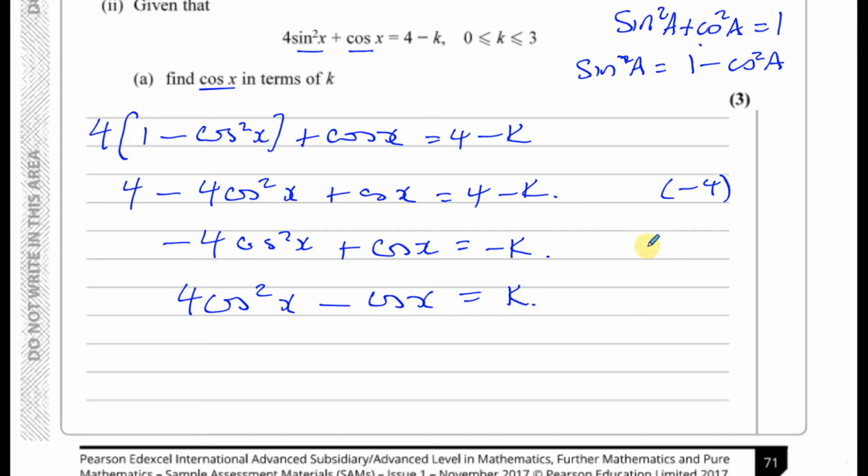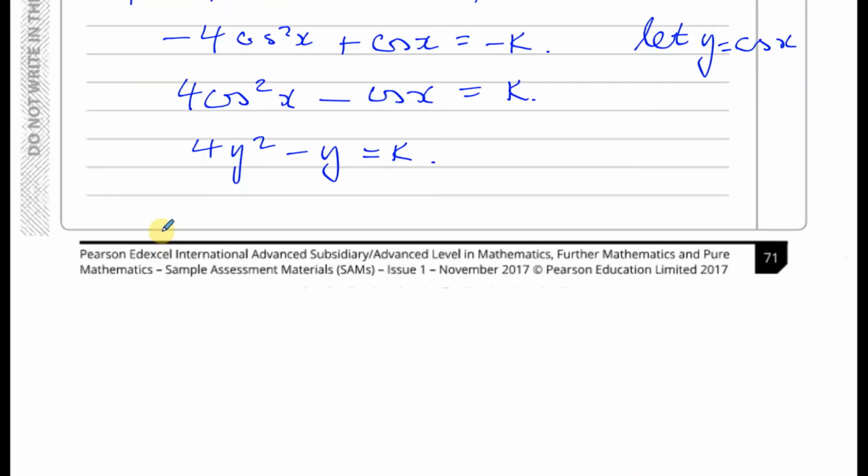To make me do less writing, I'm going to let y be cosine x. So I can replace this with 4y squared minus y equals k. To complete the square for this, we're going to get rid of this 4 here by dividing both sides by 4. So y squared minus a quarter y equals k over 4. Then I've got to complete the square.